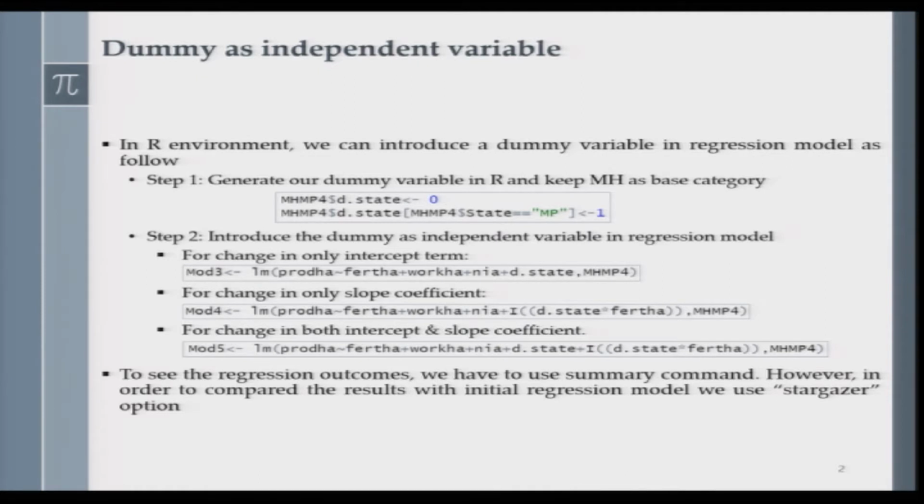Now, we come to the most general case, model 5. In model 5 you see that I have both the dummy variable d.state and the interaction between the dummy variable and the continuous variable FERTHA. So, model 5 is the most general model that you can think of in this context. Basically, we are now going to estimate 3 different models in our environment, and of course, we would like to have a comparative picture.